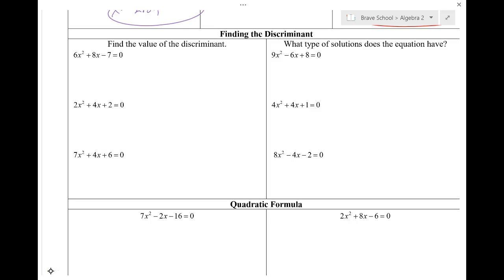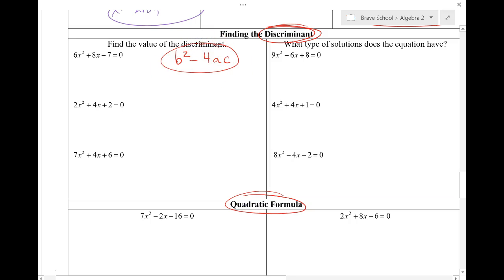Okay, now finding the discriminant. Now, the left side here is going to be pretty simple. Finding the discriminant, all you're using is this formula here: b squared minus 4 times a times c. That comes originally from the quadratic formula down here, which we're going to work with in a second. But all we're doing is evaluating this here. So all you do is simply plug it in. If I say find the value of the discriminant, just plug it in.